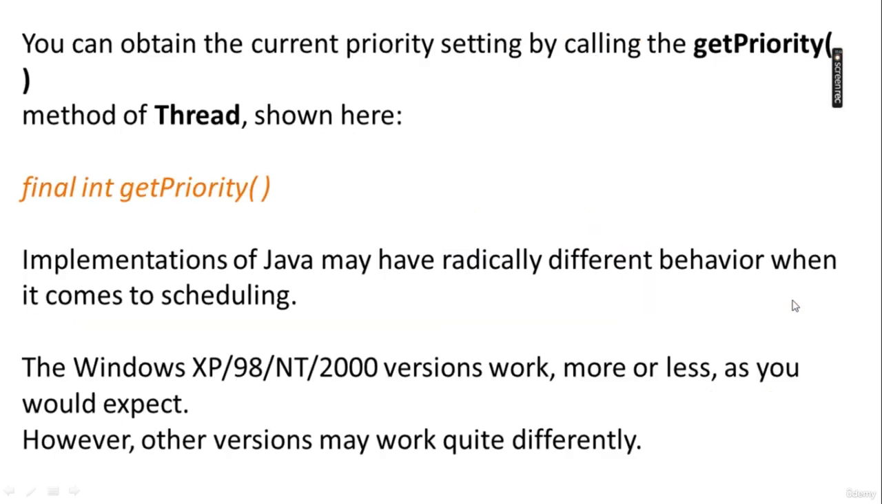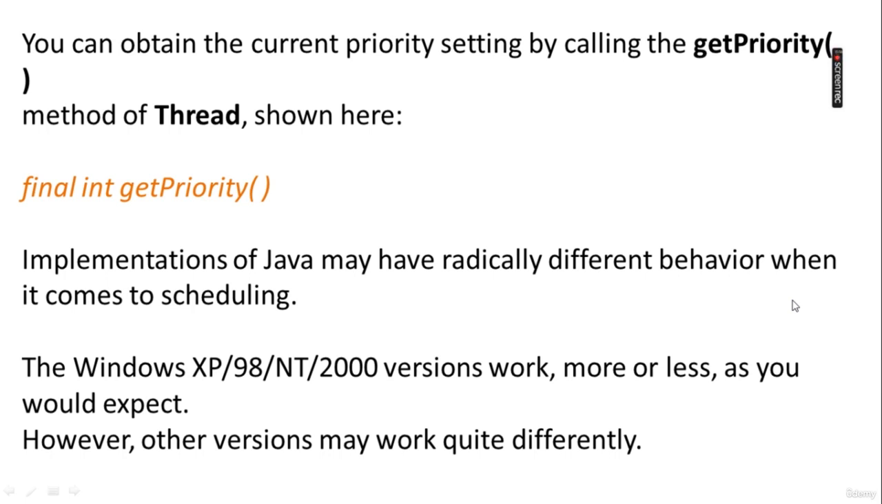You can obtain the current priority setting by calling the getPriority method of a thread. So what is the method? Final int getPriority. So: final void setPriority(int level), and final int getPriority. It will return the priority. Implementations of Java may have radically different behavior when it comes to scheduling. Scheduling will be different on different working environments.